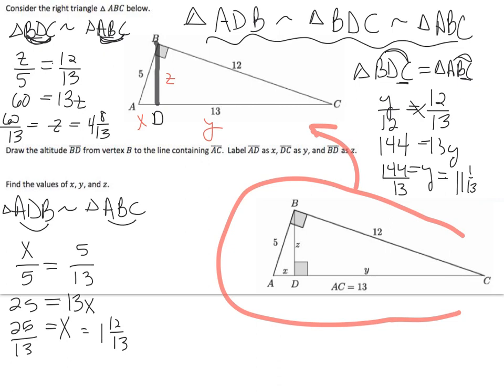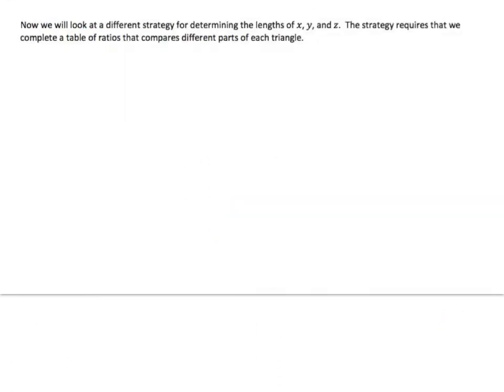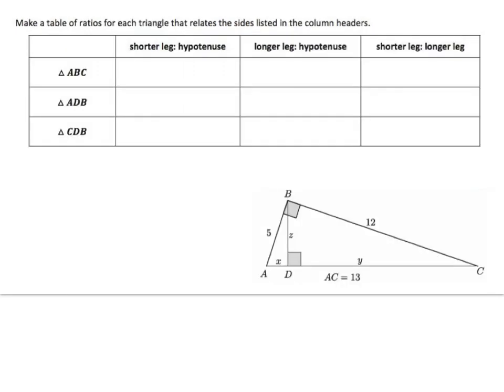Okay, we're going to look at a different strategy for determining the lengths of x, y, and z. The strategy requires we complete a table of ratios that compares different parts of each triangle. So here we have our table, and I have the same triangle drawn there again. So we're just going to do some ratios. I'm just looking at shorter leg to hypotenuse of this triangle, etc. So let's try to fill it in.